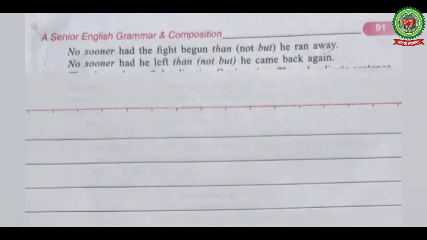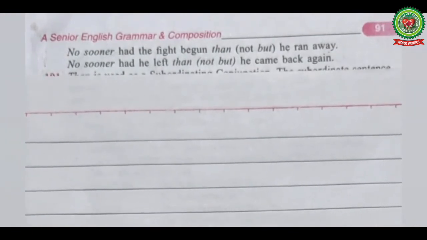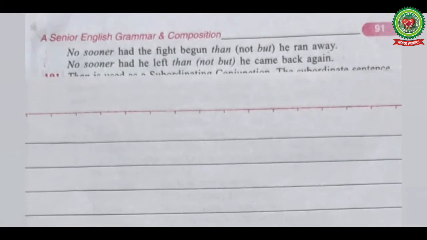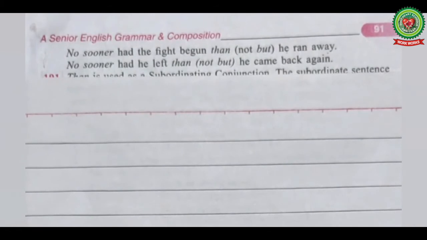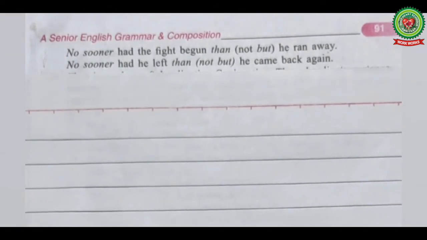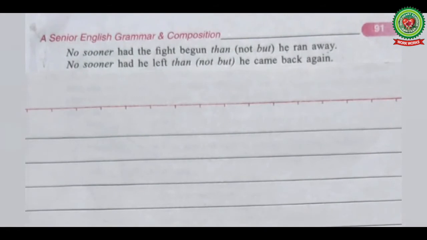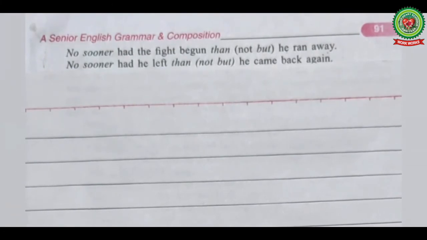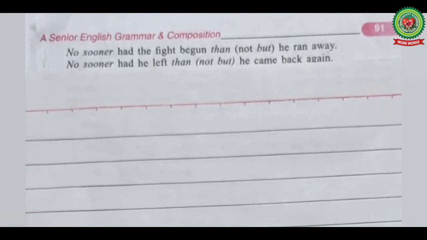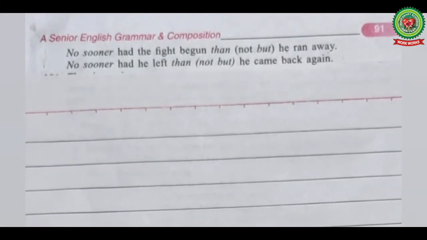Next we have no sooner, which is followed by than and not by but. No sooner is used to show that one thing happens immediately after another thing. It is often used with the past perfect and usually followed by than. For example, no sooner had the fight begun than he ran away. He ran away as soon as the fight began. See one more example. No sooner had he left than he came back.